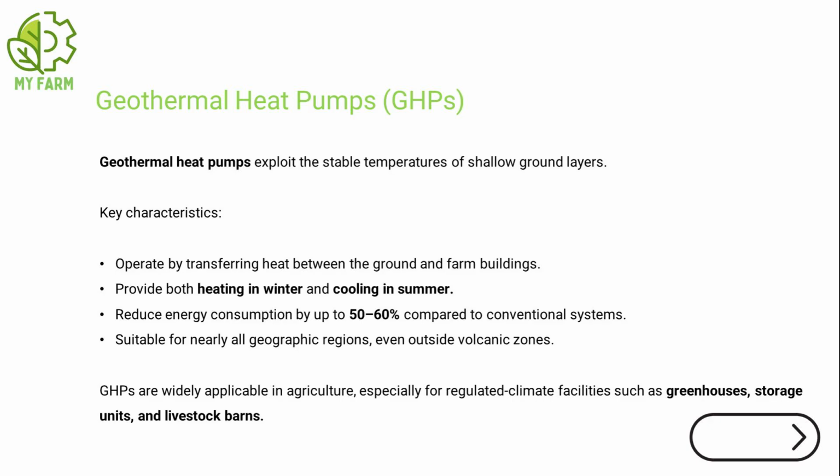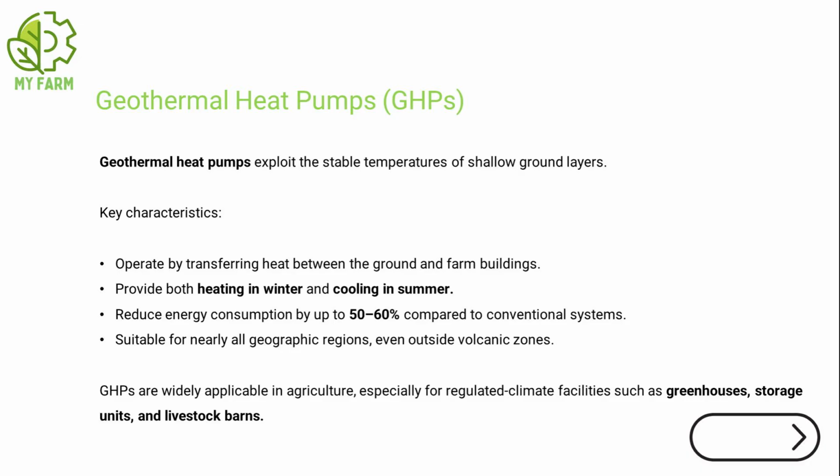This dual functionality makes geothermal heat pumps ideal for greenhouses, storage facilities, animal shelters, and processing areas. One key advantage is energy efficiency. Heat pumps can reduce energy use by 50 to 60%, significantly lowering operating costs. They also provide more stable indoor temperatures, improving crop growth and livestock welfare.